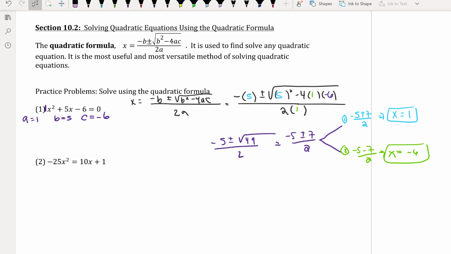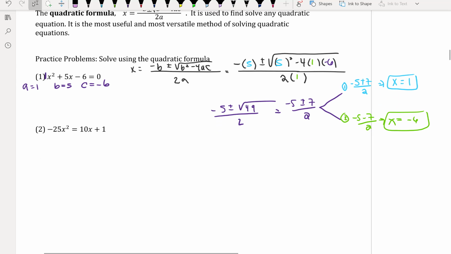For number 2, what's different about this one is that it's not equal to 0. So that's really, really important: you must set this equal to 0. So set the equation equal to 0.